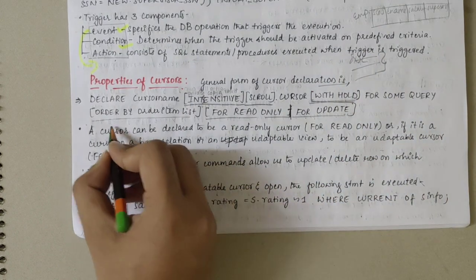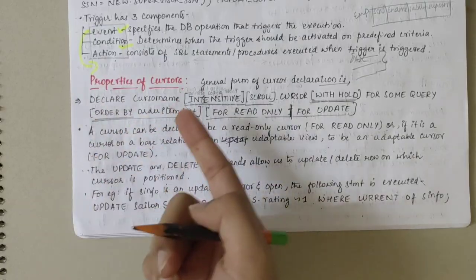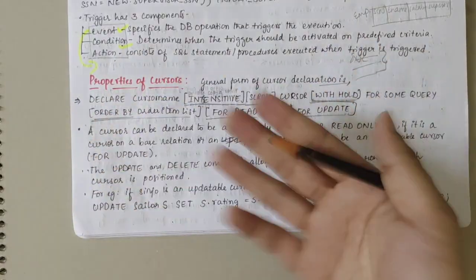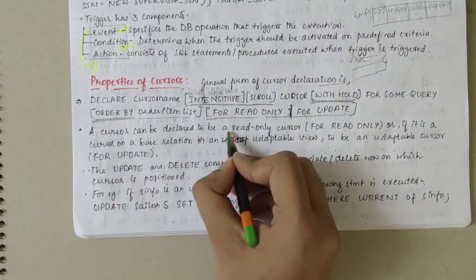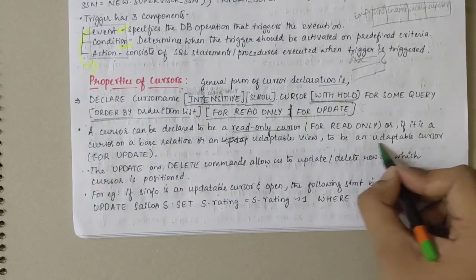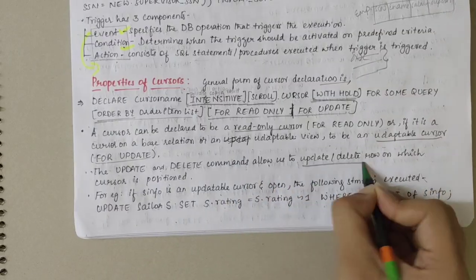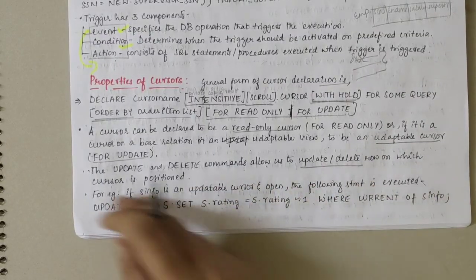Then we have ORDER BY. Order by is to sort according to a particular attribute, ascending, descending and all. A cursor can be declared to be a read only cursor or an updatable cursor for update. The update and delete commands allow us to update and delete. Yeah, this is an example which they have considered.